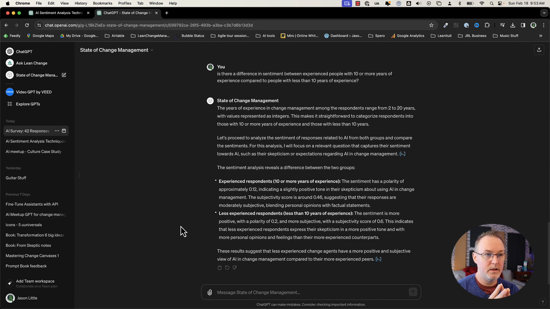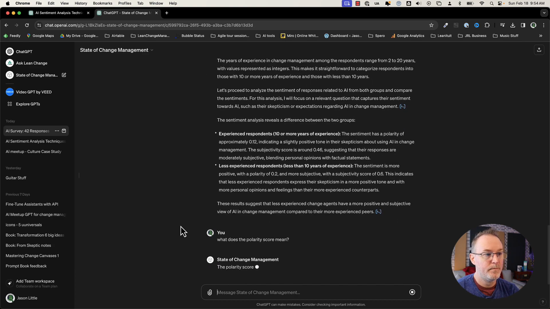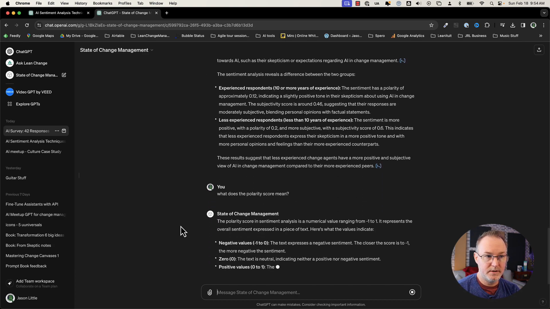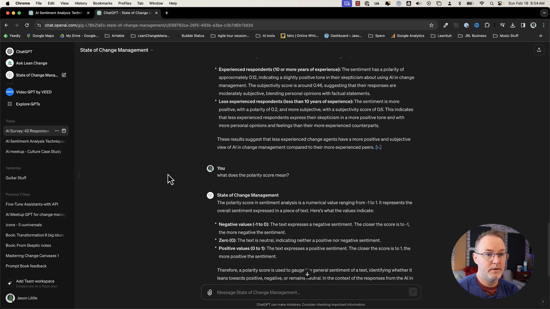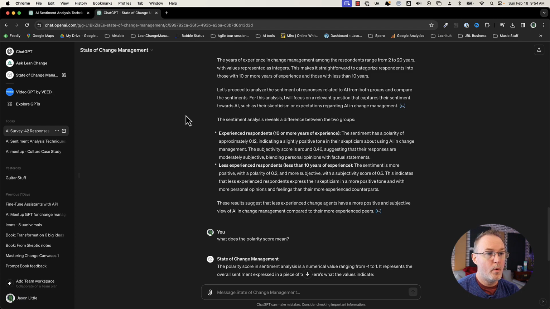Now, suppose you don't know what those mean, and I'm not going to pretend to be a statistical expert. So I'm going to ask it, what does the polarity score mean? So now it's telling me the polarity score is a numerical value ranging from -1 to +1, and it's the overall sentiment. So negative values basically mean the text is expressing a negative sentiment. The closer the score is to -1, the more negative it is. 0 is neutral, positive is 0 to 1. So that's pretty interesting. You can see 0.12 is a lot closer to 0 than 0.2. So that's how it's telling me that less experienced people have a more positive view of what AI is.